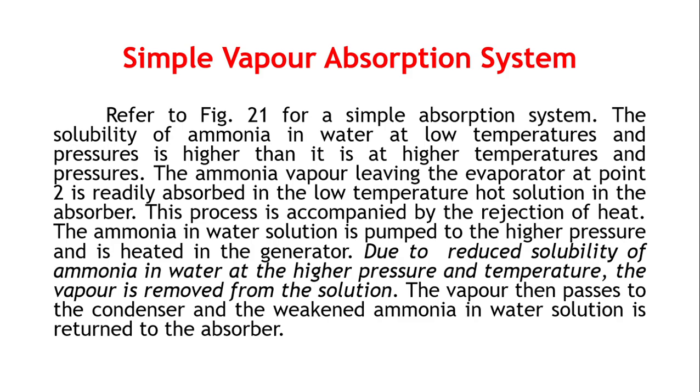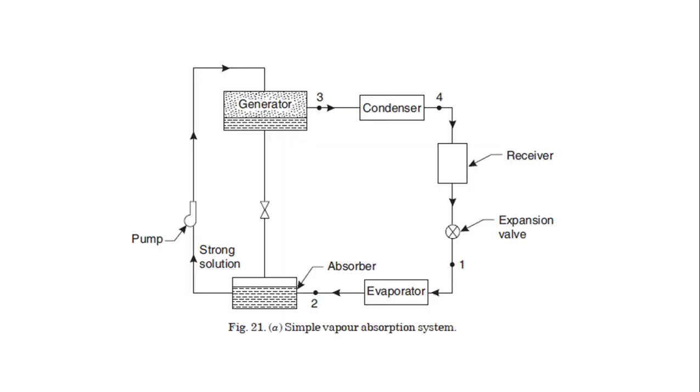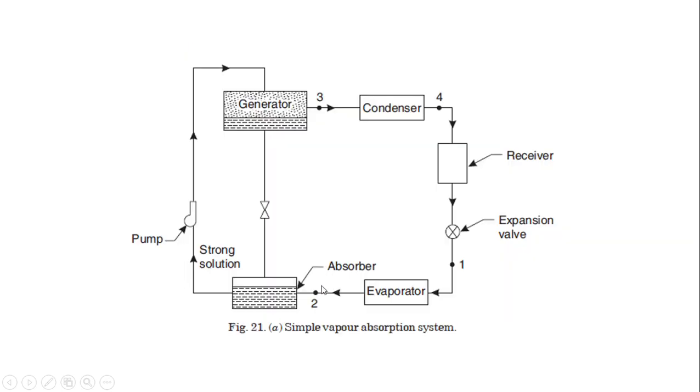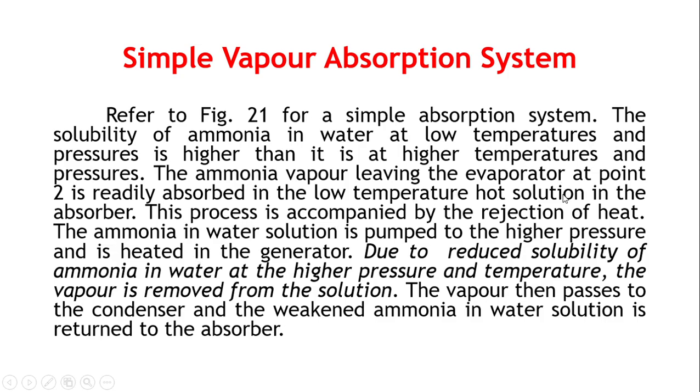The solubility of ammonia in water at low temperature and pressure is higher than at high temperature and pressure. You may note that the solubility of ammonia in water at low temperature and pressure is higher than at higher temperature and pressure. The ammonia vapor leaving the evaporator at point 2 is readily absorbed in the low temperature solution in the absorber. This process is accompanied by a rejection of heat.